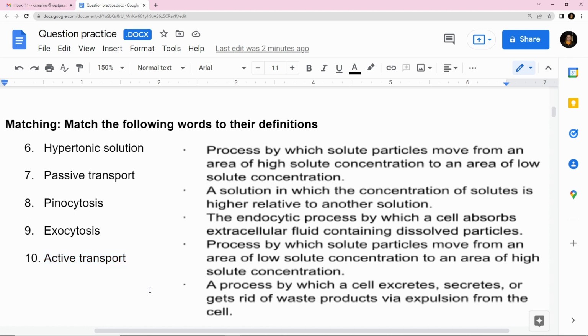A process by which a cell excretes, secretes, or gets rid of waste products via expulsion from the cell. What term matches that definition? Last but not least, exocytosis.